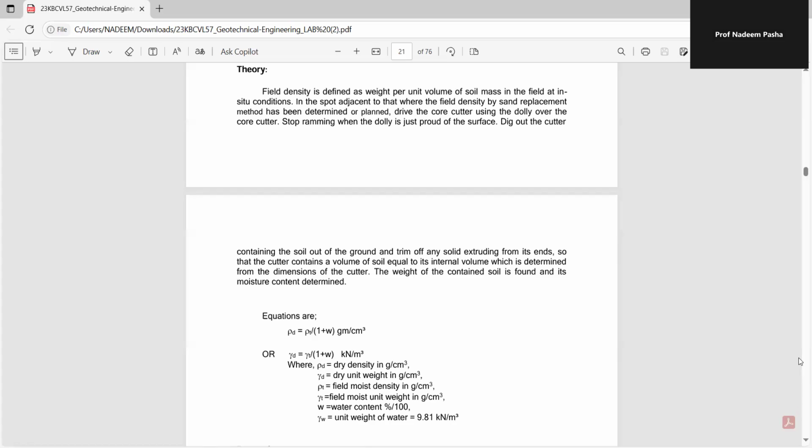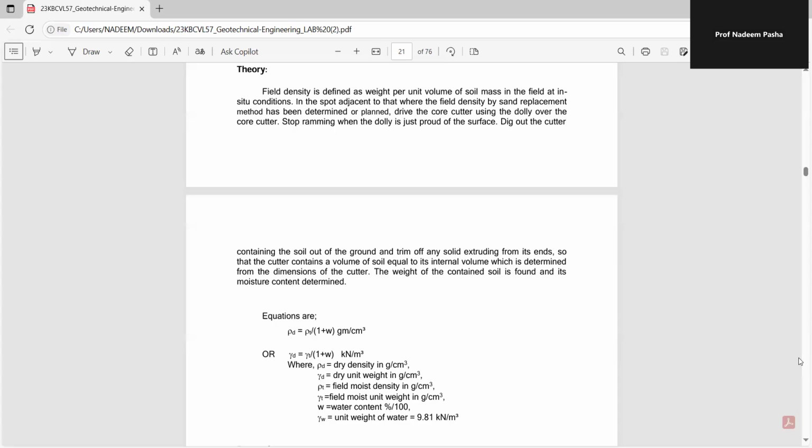In the spot adjacent to that where the field density is to be determined, plan. First, what you have to do, you have to drive the core cutter using the dolly over the core cutter. After that, stop ramming when the dolly is just brought to the surface. Dig out the cutter containing the soil from the ground and trim off any soil excluding from the ends so that the cutter contains a volume of soil equal to its internal volume, which is determined from the dimensions of the cutter. The weight of the contained soil is found and its moisture content determined.